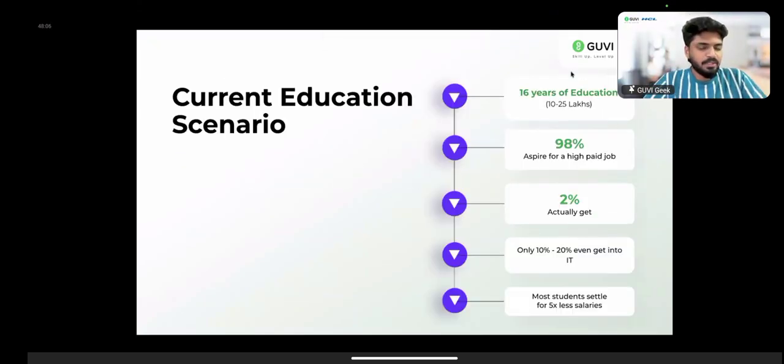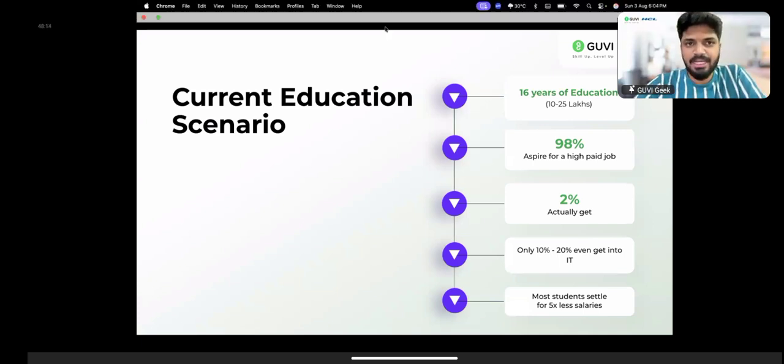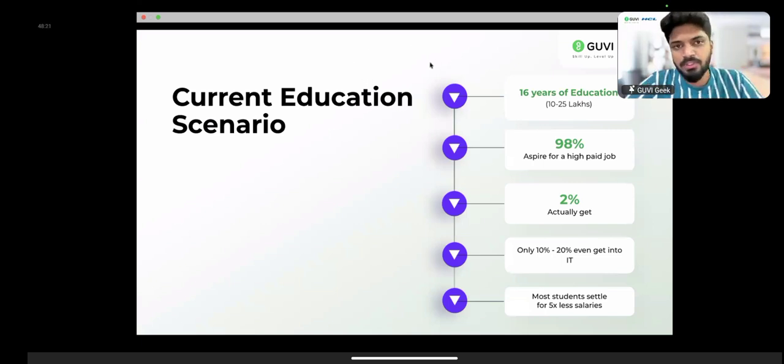So I believe Menta would have explained the complete things to you deeply, and many of you would have had your doubts clarified regarding the particular domain we have been talking about. So let's see what the current education scenario is, what has been happening here, what things need to be taken care of, and how GUI from our side will be able to help you guys as well.